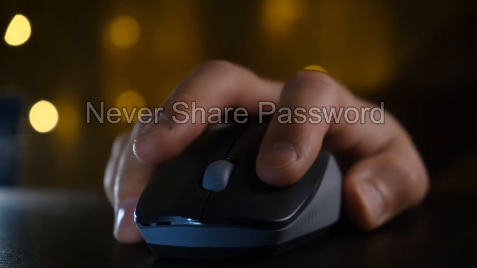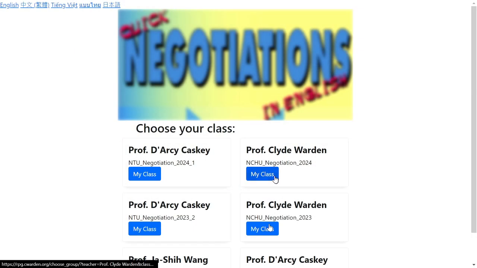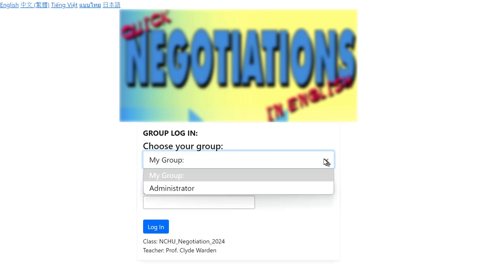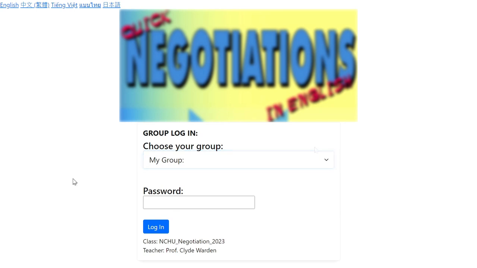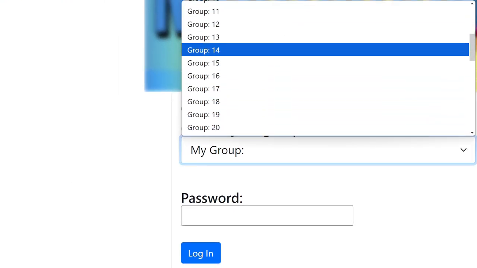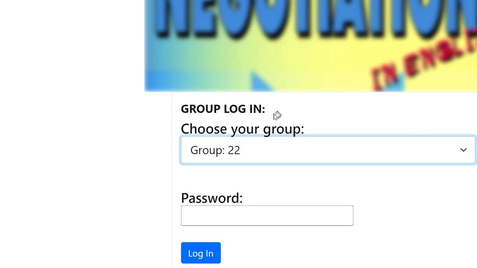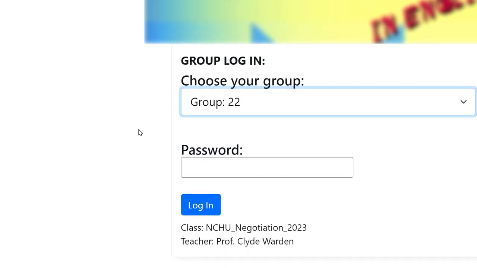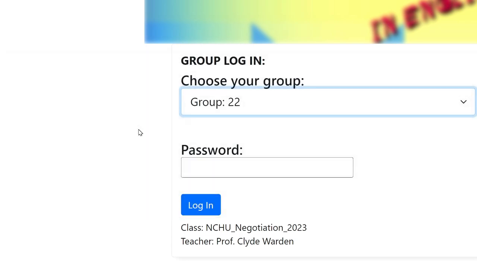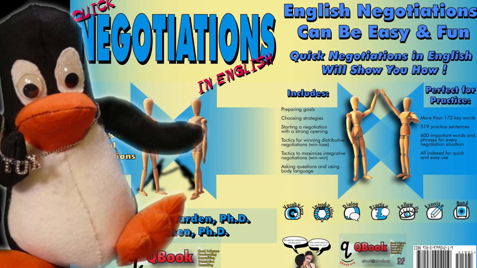Then you choose your class, and you need to be careful, choose the right class. And then after you choose your class, you need to use a drop-down menu to choose who you are. So if I'm group 22, for example, I would choose from the drop-down menu group number 22, input my password, and then log in. Remember, keep your password secret. It only belongs to you. If other groups get it, they're going to see your secret information. That's not good.